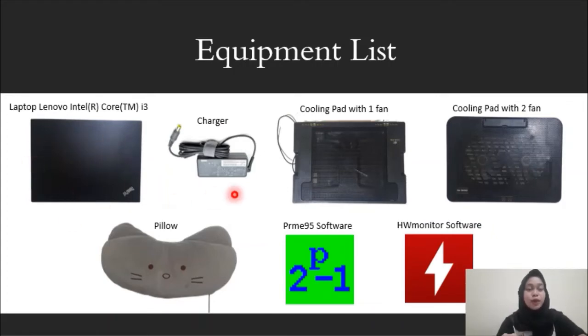And here is the equipment list. There are several pieces of equipment to conduct this experiment. First, the laptop is the main object of the experiment. Second, a charger to charge the laptop when the battery is low. Third and fourth, the cooling pads with one fan and two fans. Next, a pillow as helping equipment to make the laptop dissipate heat. And last, the software that is used.